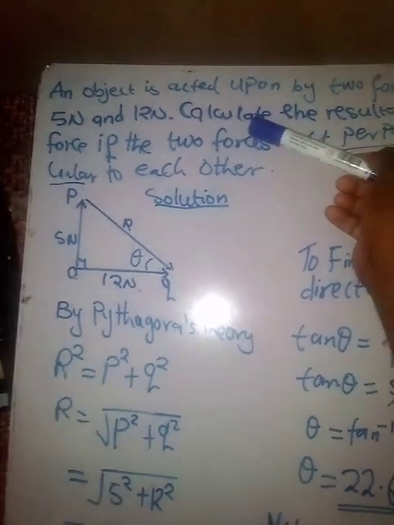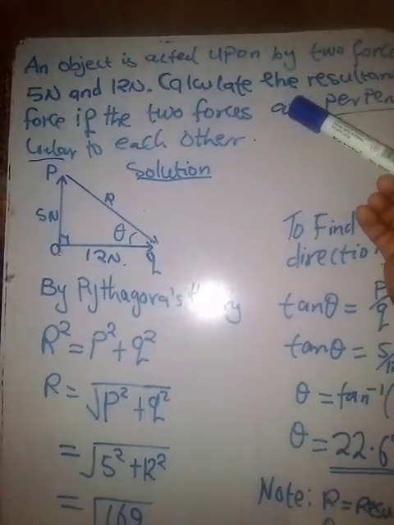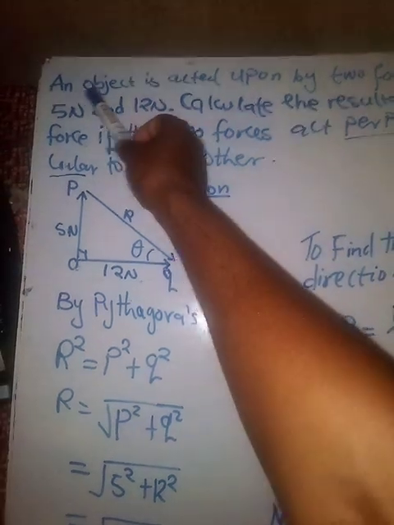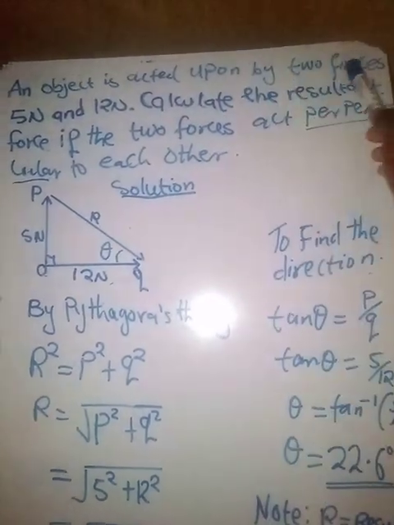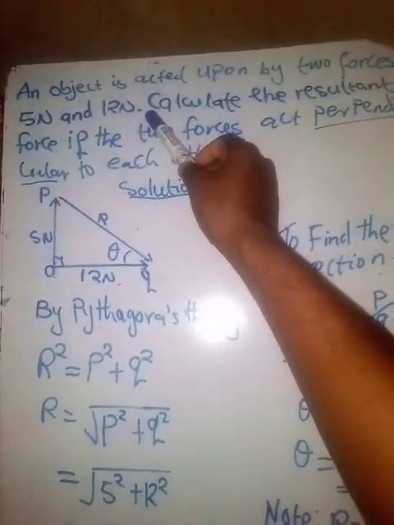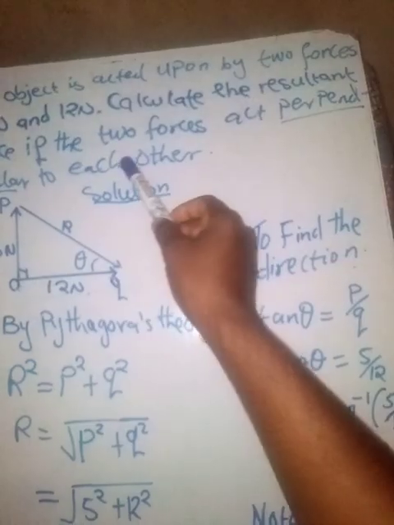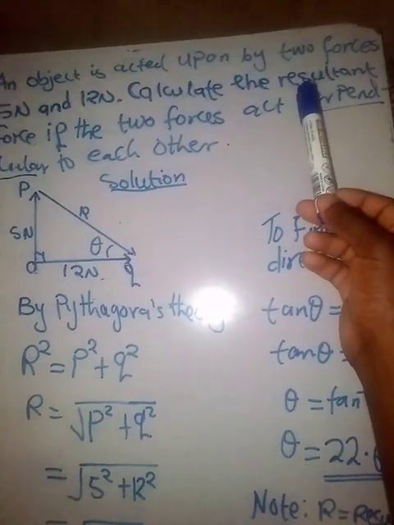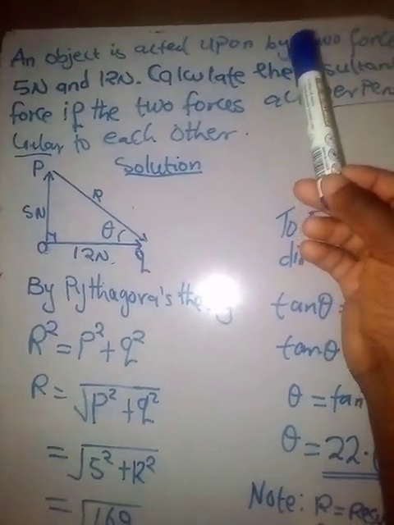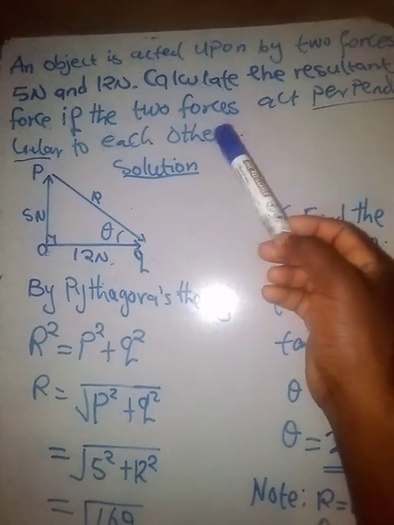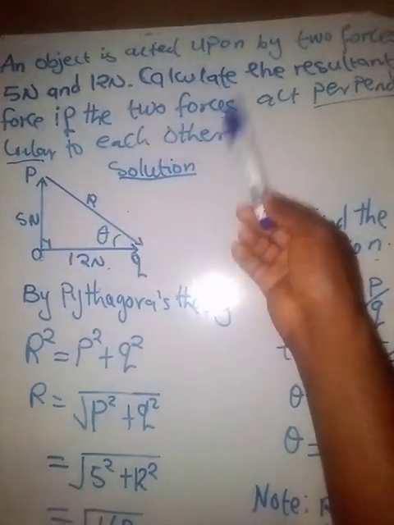The question is a vector question on vectors, and the question says an object is acted upon by two forces, 5 Newton and 12 Newton. Calculate the resultant force if the two forces act perpendicular to each other. So the question says the two forces act perpendicular to each other. How do we solve this?